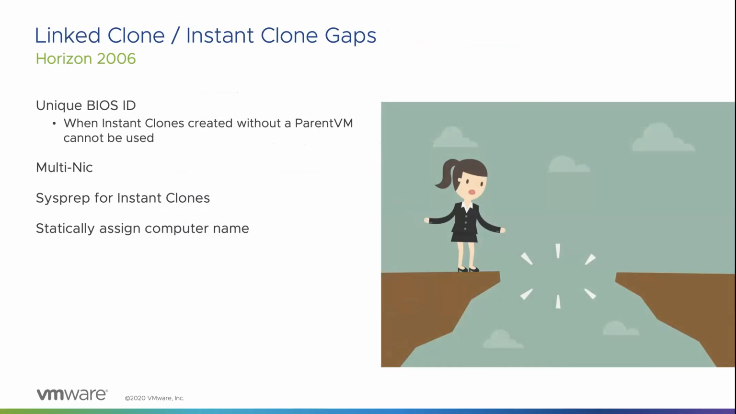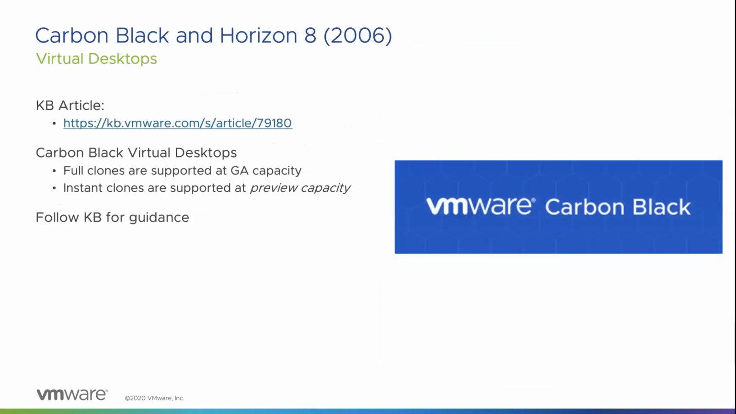Awesome, but obviously in 2006 there are still some limitations on what you can do with the linked clone instant clone gaps. So unique BIOS ID is one of them that is not there. Same as multi-NIC. The full sysprep required for instant clones isn't there either. And finally, statically assigned computer names aren't there. So there are the gaps today, but we're going to be marching down this path to really close those gaps as it goes forward. Yep.